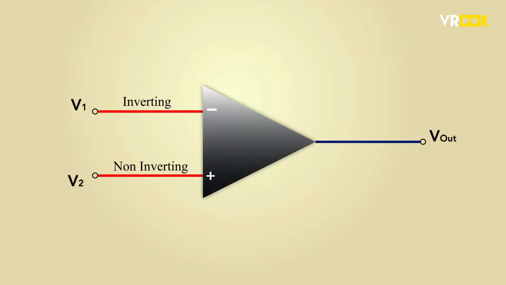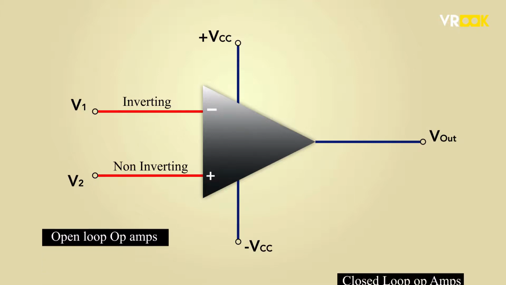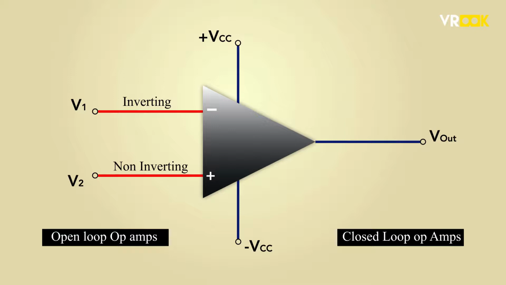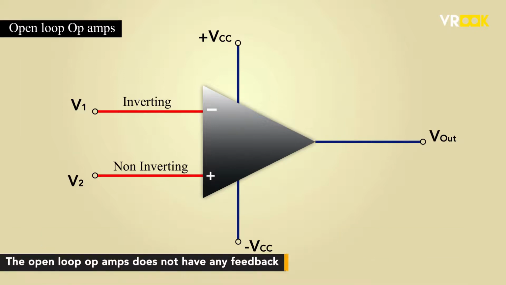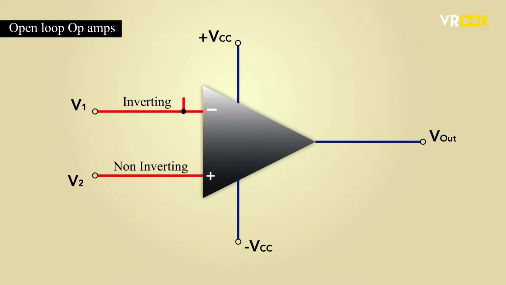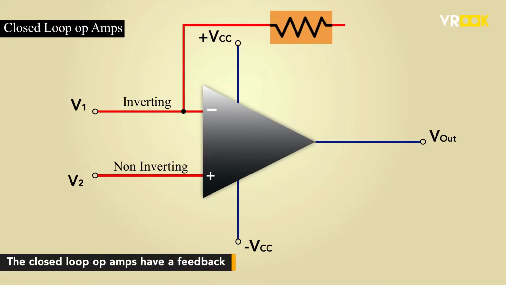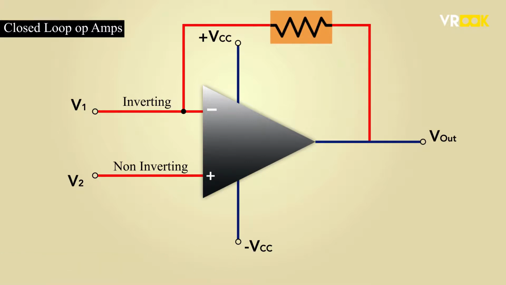Along with these terminals, we have positive and negative leads. These leads will be connected to the positive and negative side of the DC power supply. In op-amps, we have two types: open loop op-amps and closed loop op-amps. The open loop op-amp does not have any feedback from output to input side, whereas the closed loop op-amp has a feedback between the output and input.